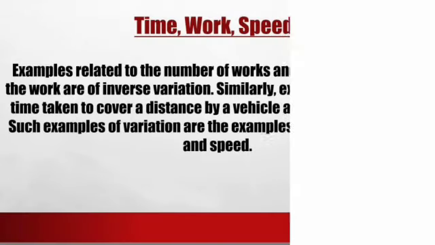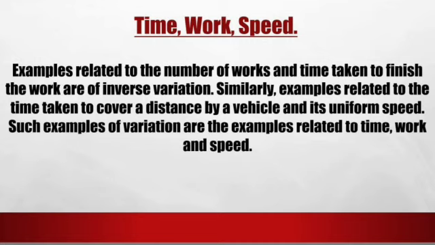Time, work, speed. Examples related to the number of workers and the time taken to finish the work are of inverse variation. Similarly, examples related to the time taken to cover a distance by a vehicle and its uniform speed. Such examples of variation are the examples related to time, work, and speed.